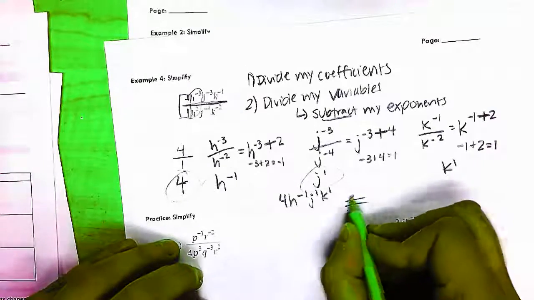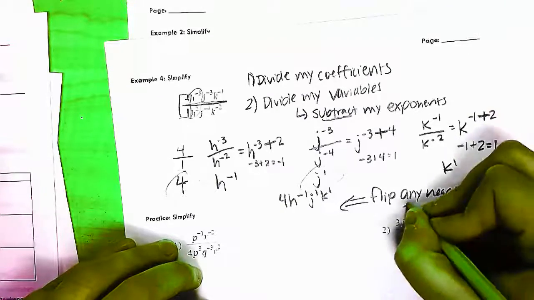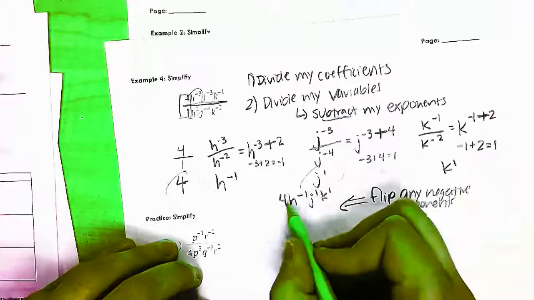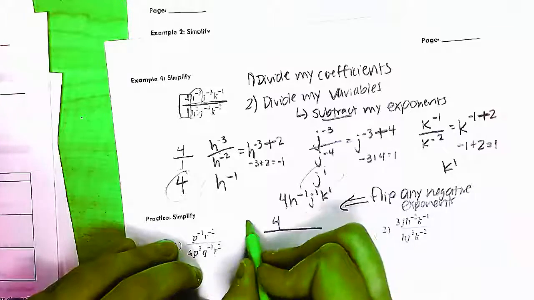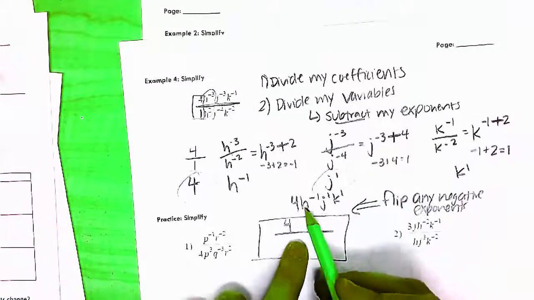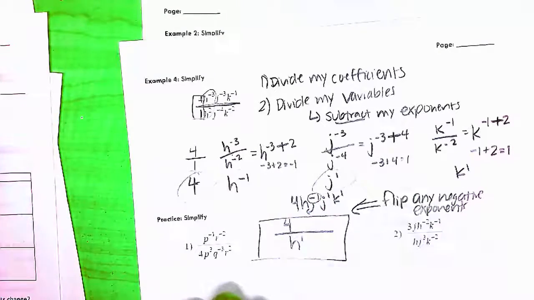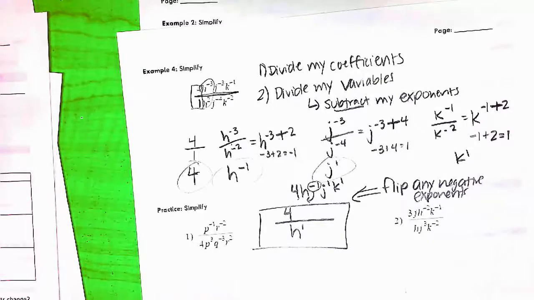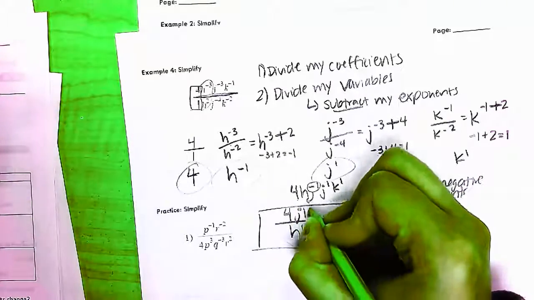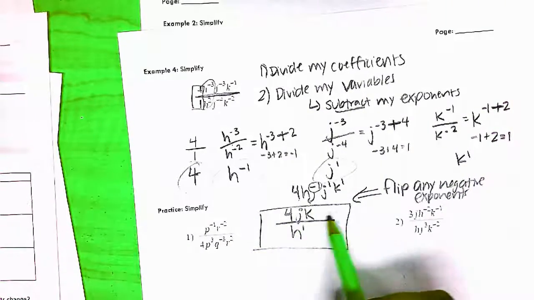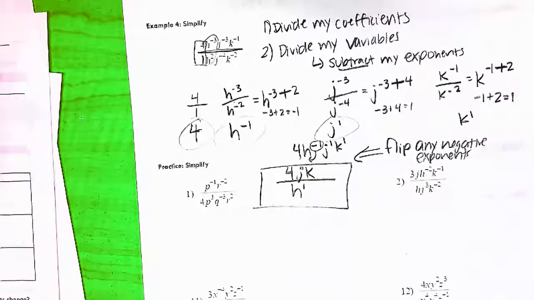I've got to look for any negatives, so I'm going to flip any negative exponents. And let's look. Does 4 have a negative exponent? No, it does not. It's just a 4. So I'm going to put that up here in my numerator. This is going to be my answer. I see here my h has a negative exponent, so I know that means I have to bring it to the bottom and keep it as a positive exponent. So I have 4 over h to the first so far. My j and my k both have positive exponents, so I'm just going to bring them over. So I have 4jk over h. So 4 times j times k divided by h. And that is my final answer.